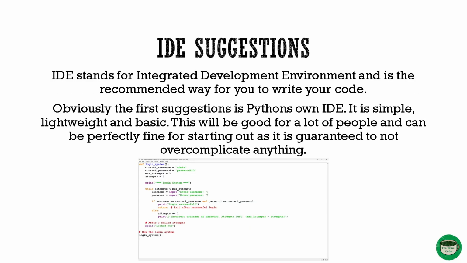So now that we've covered that, I'm going to give you some IDE suggestions. So first of all, an IDE stands for Integrated Development Environment and is the recommended way for you to write your code. So obviously the first suggestion I'm going to give is Python's own IDE. It is simple, lightweight and basic. This will be good for a lot of people and can be perfectly fine for starting out, and it is guaranteed to not overcomplicate anything. Below is an example of what the IDE looks like. It's clean and simple.